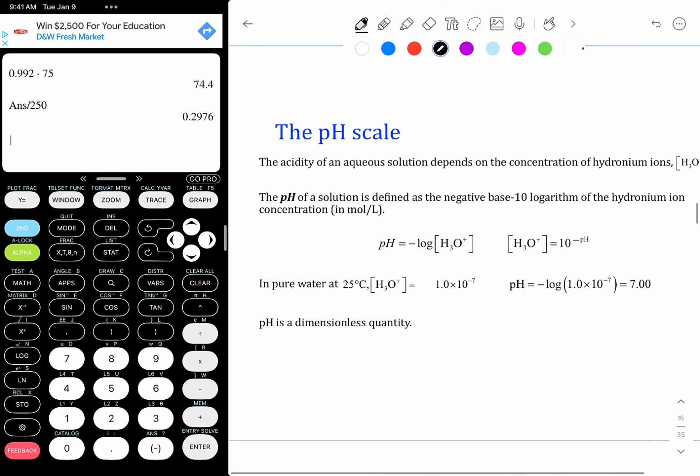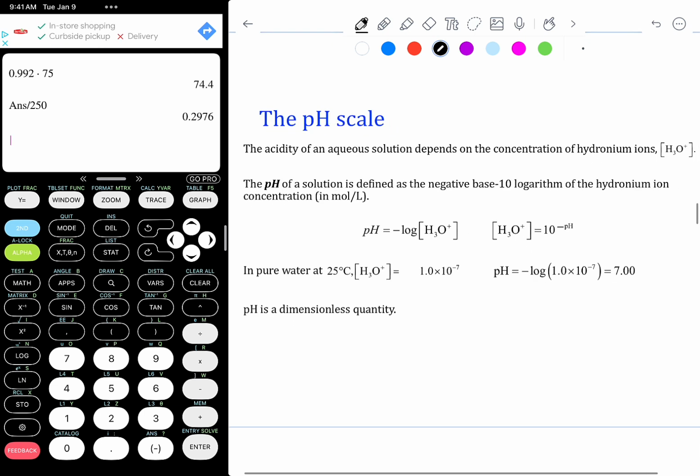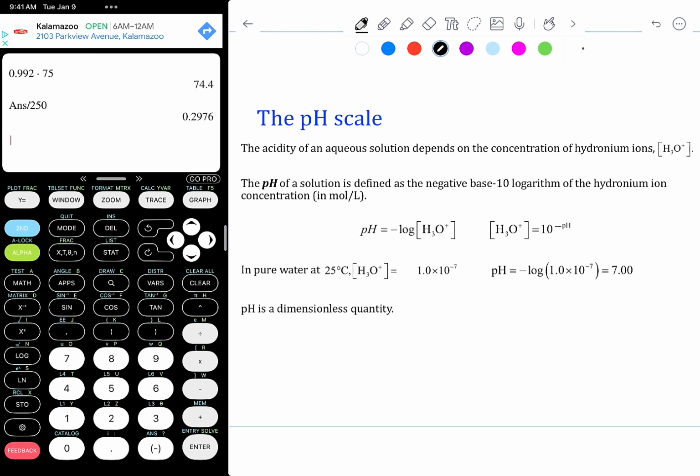Okay, so how are we going to use concentration? Well, with acids and bases, we can use that to quantify how acidic or how basic something is based off of its concentration. And we call this the pH scale. So the acidity of an aqueous solution depends on the concentration of hydronium ions. And remember, the hydronium ions result from hydrogen ions coming together with a water molecule, creating H3O+. And we learned about that when we talked about acid and base reactions.